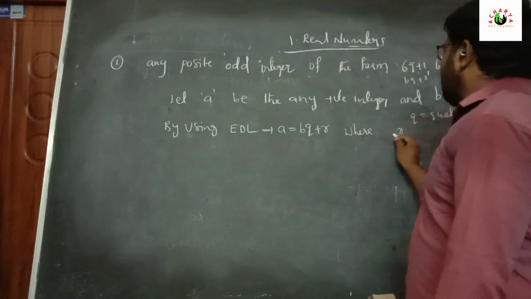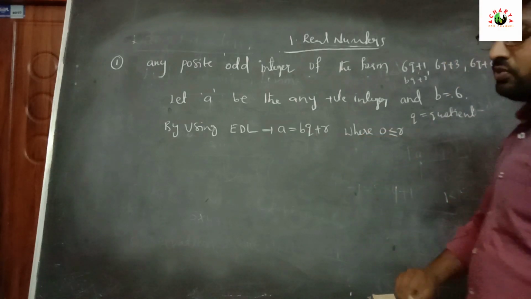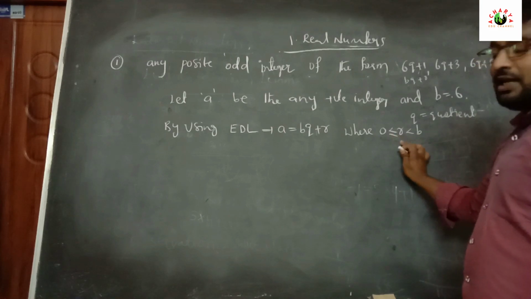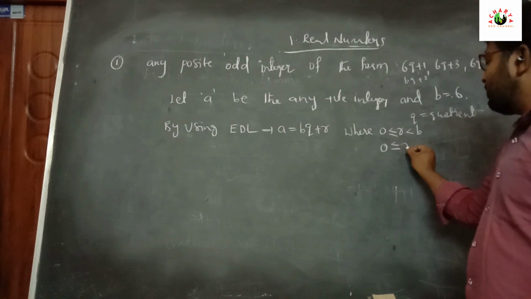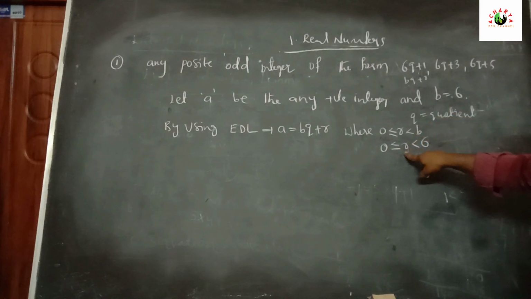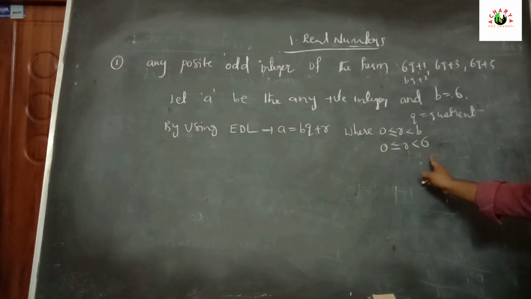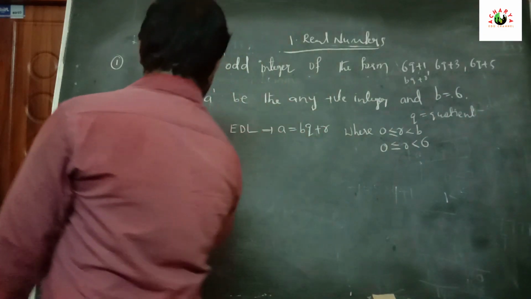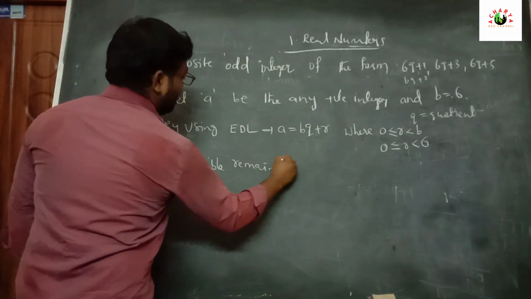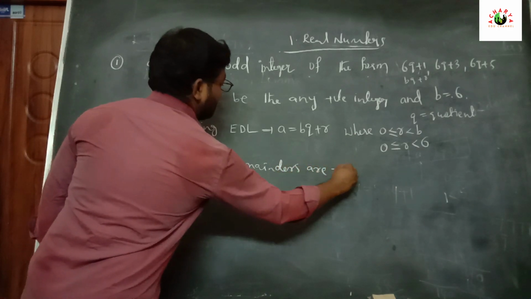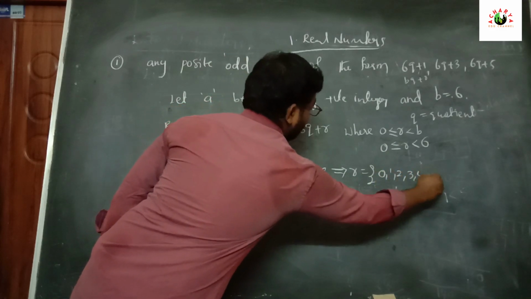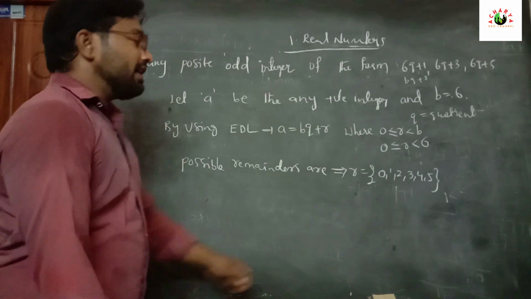Where r is always greater than or equal to 0 and less than b. So according to this condition, 0 ≤ r < b, and here we know the value of b is 6. So the remainder should be from 0 to less than 6. So the possible remainders are r = 0, 1, 2, 3, 4, 5. Why are we taking 0 to 5 here?